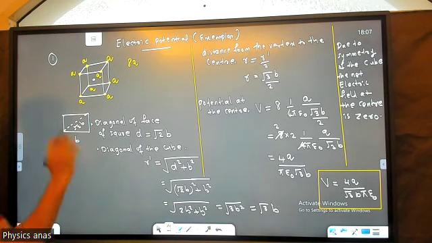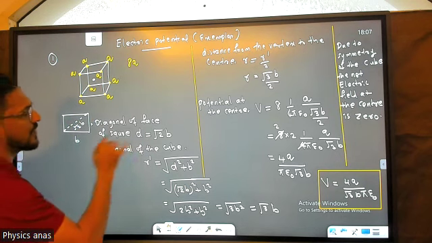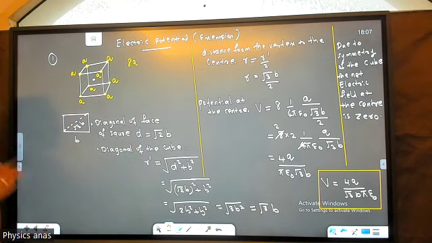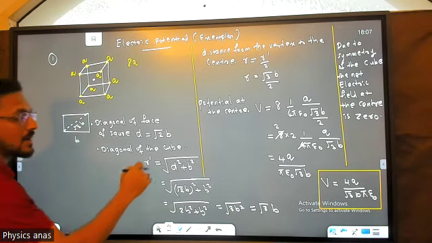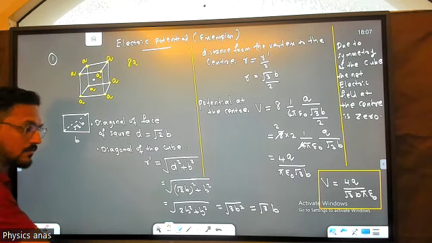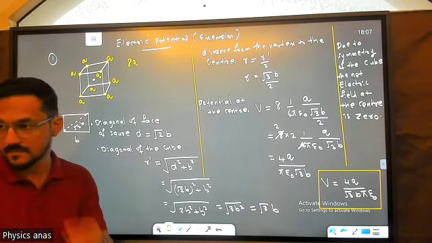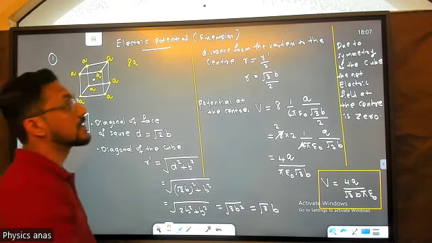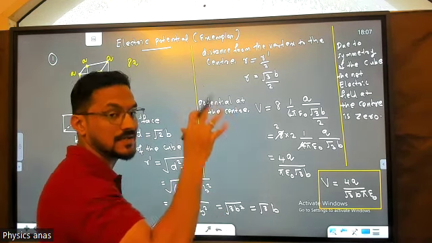How can you do that? First, you need the distance. To find the distance, you have to find the diagonal of the face first. What is that? Root 2 b. And now you have to find the diagonal of the cube. That will be r dash, root of d square plus d square. Is that okay? Find that, and take half of it. You will get the center.